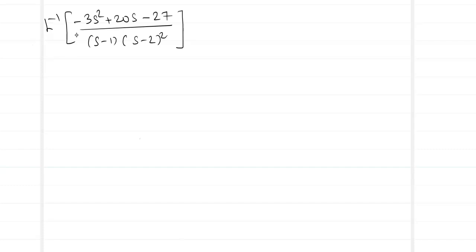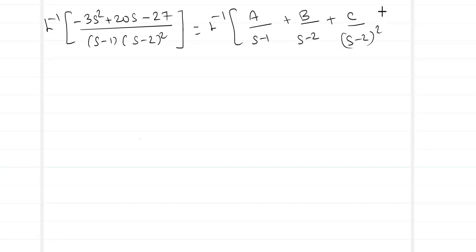Consider the Laplace inverse of minus 3s square plus 20s minus 27 by s minus 1 into s minus 2 the whole square. Now, this I can write as Laplace inverse of, I can split this into, total power of s is going to be 3, so into 3 factors. So, I can make it as a by s minus 1. Since this is a repeated factor, I give 2 values for it. One is b by s minus 2 and the other one being c divided by s minus 2 the whole square.